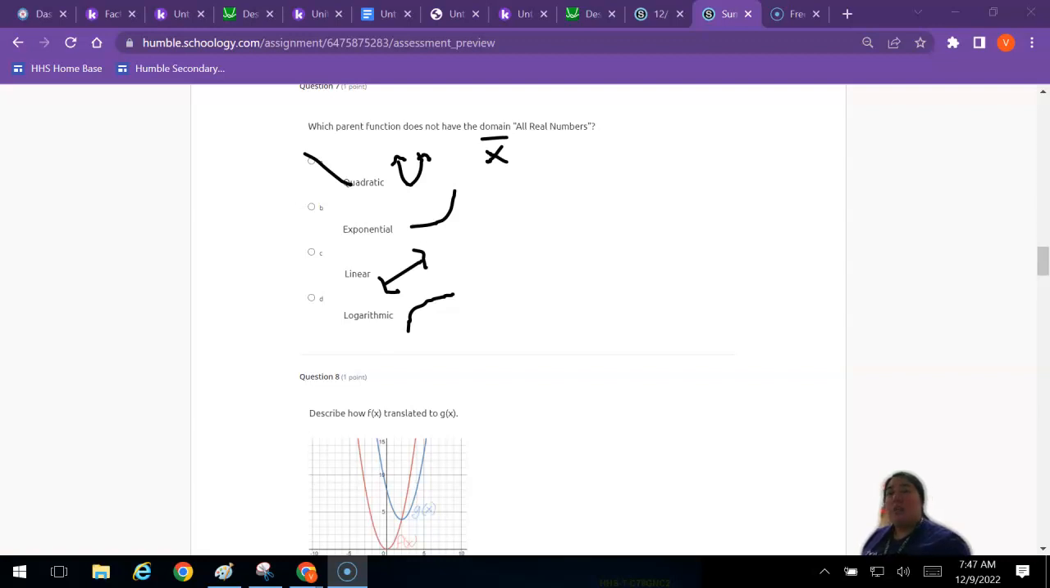Log. Okay, well, let's look at exponential. All the x's this way, all the x's this way. It has the domain all real numbers. Linear for sure, all real numbers. So the only one is log. Okay? Because right here, there's that asymptote thing that we talked about.